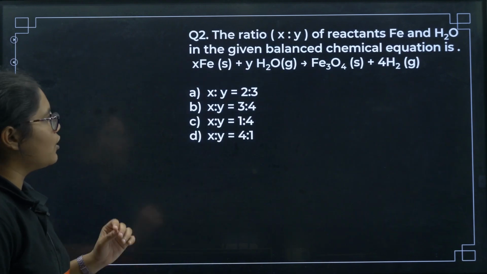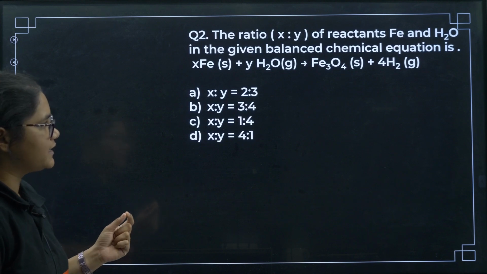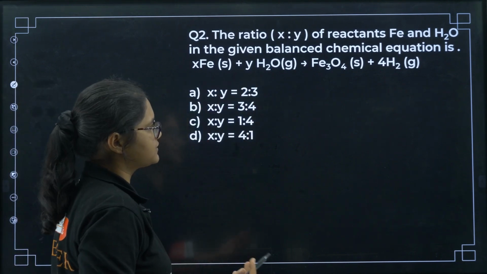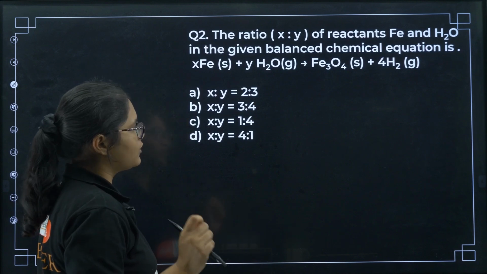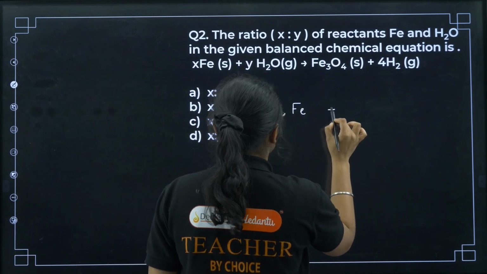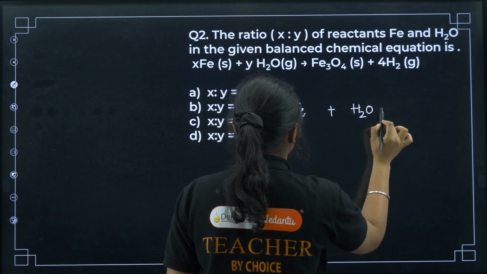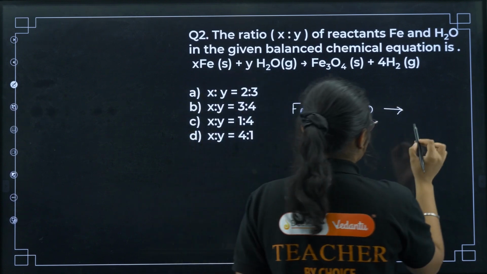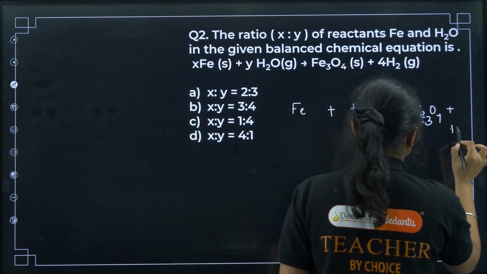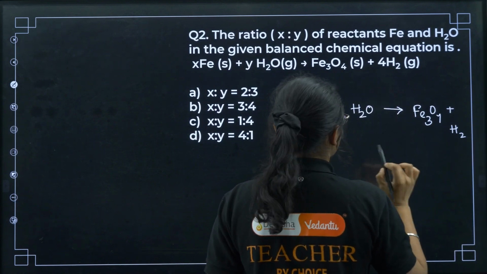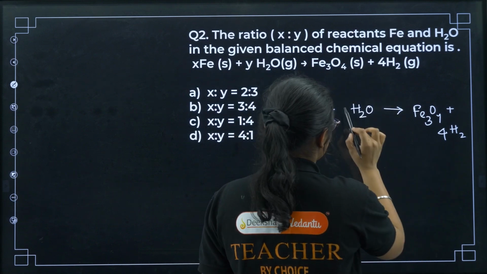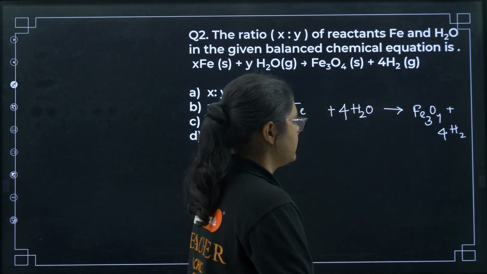Next, the ratio of X is to Y of the reactants Fe and H2O. You have to find it in the given balanced chemical reaction. Very simple thing. The only thing you have to do is to balance the reaction correctly. So let us try this. Fe plus H2O gives me Fe3O4 plus H2. I already have 4H2 here, so 4H2 means 8 hydrogens. So I also have to have 4H2O here, right?